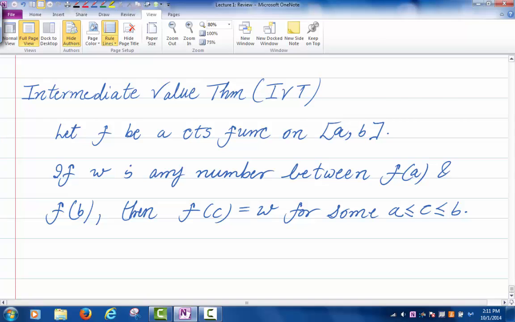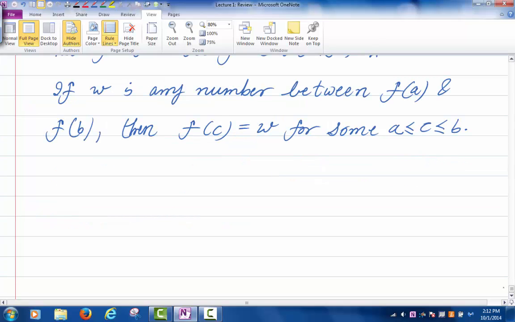So if f takes on the value 2 and if f takes on the value 4, then f takes on any value between 2 and 4. That's what it is telling you, as long as f is continuous. So if you have a continuous function, if it takes the value 2 and the value 4, it's got to take any value between 2 and 4.